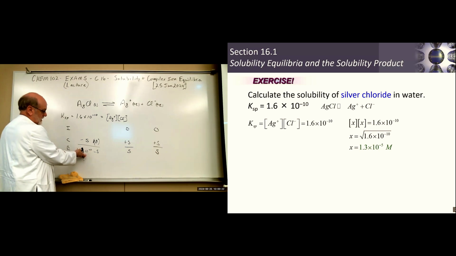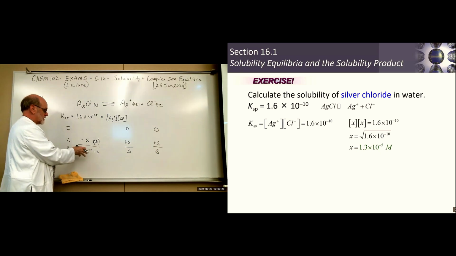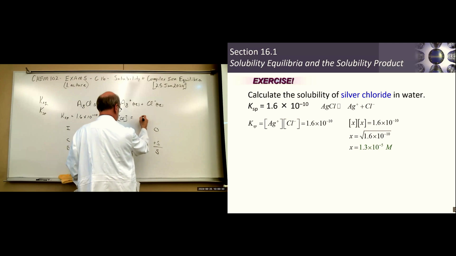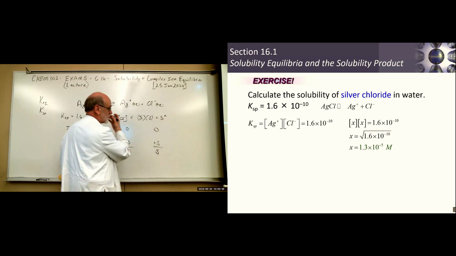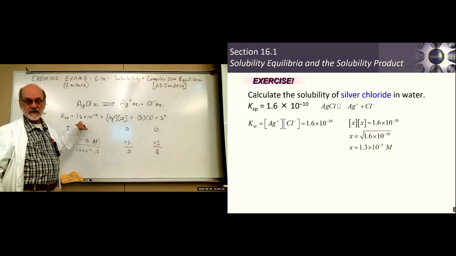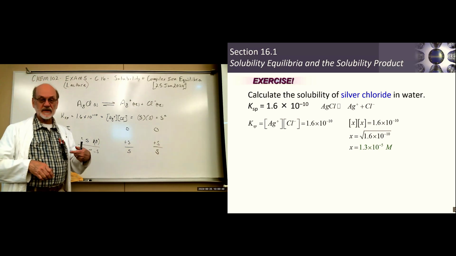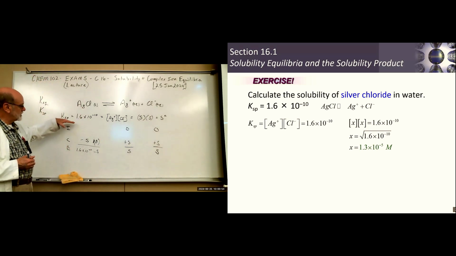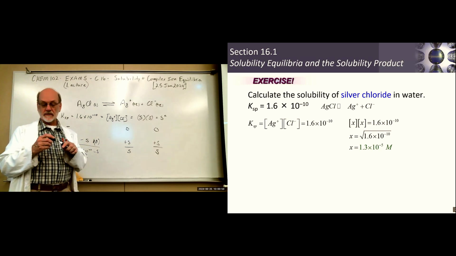This term doesn't even enter in. I mean, it's true, but it's not part of the expression because this is a solid. So we only have to include S times S, which is S squared. So if we take the square root of both sides, we'll find out the solubility here is the square root of 1.6, which in our slide is 1.3 times 10 to the minus 5. That's the solubility of silver chloride under the conditions where this KSP was developed, probably standard conditions, 25 degrees Celsius.